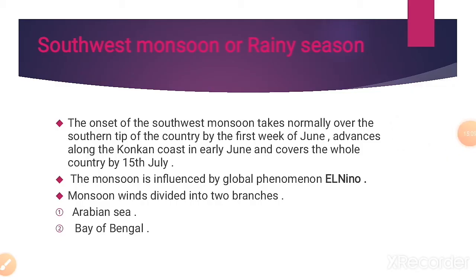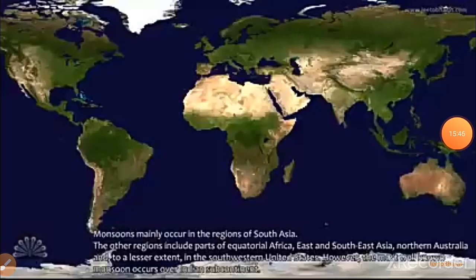The next season is rainy season, which is also called southwest monsoon. The onset of the southwest monsoon takes place normally over the southern tip of the country by the first week of June, advances along the Konkan coast in early June, and covers the whole country by 15th June. The monsoon is influenced by a global phenomenon, that is El Nino effect. The monsoon winds are divided into two branches. One is from Arabian Sea, another one is from Bay of Bengal. See this model to understand the formation of southwest monsoon.